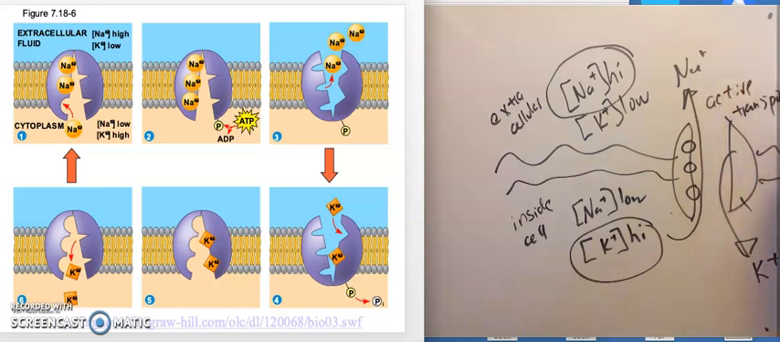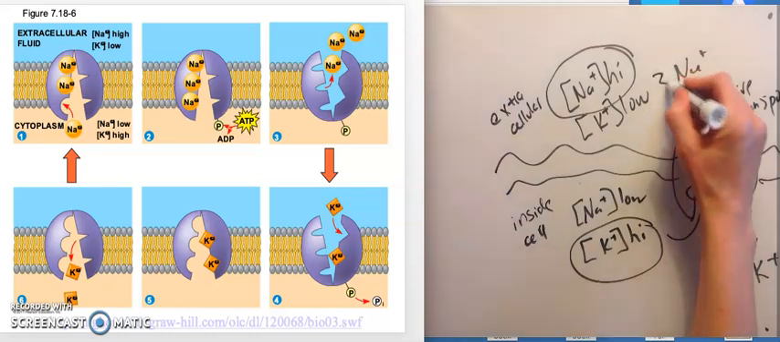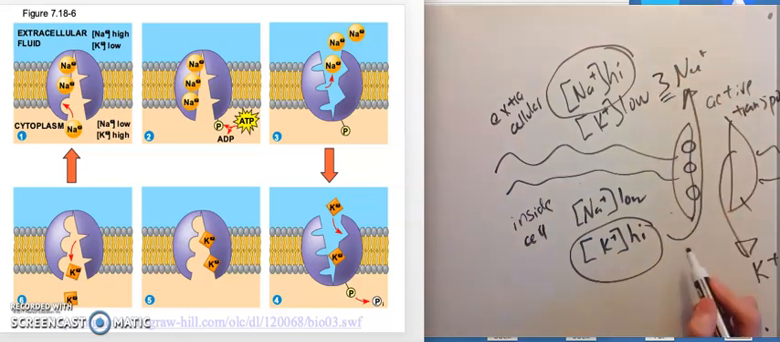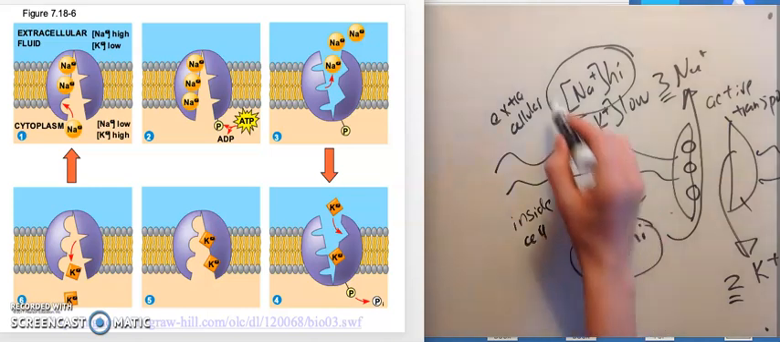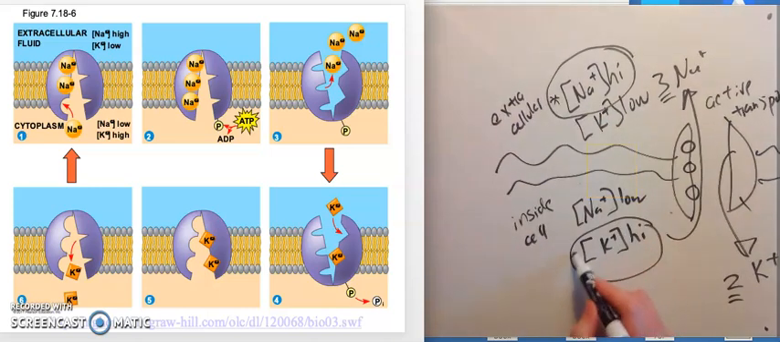It pumps sodium out of the cell, and specifically it pumps 3 sodium per turn out of the cell, and it pumps 2 potassium per turn into the cell. And what this does is create these concentration gradients where sodium is high outside of the cell and potassium is high inside of the cell. And those actually drive our neuronal impulses.